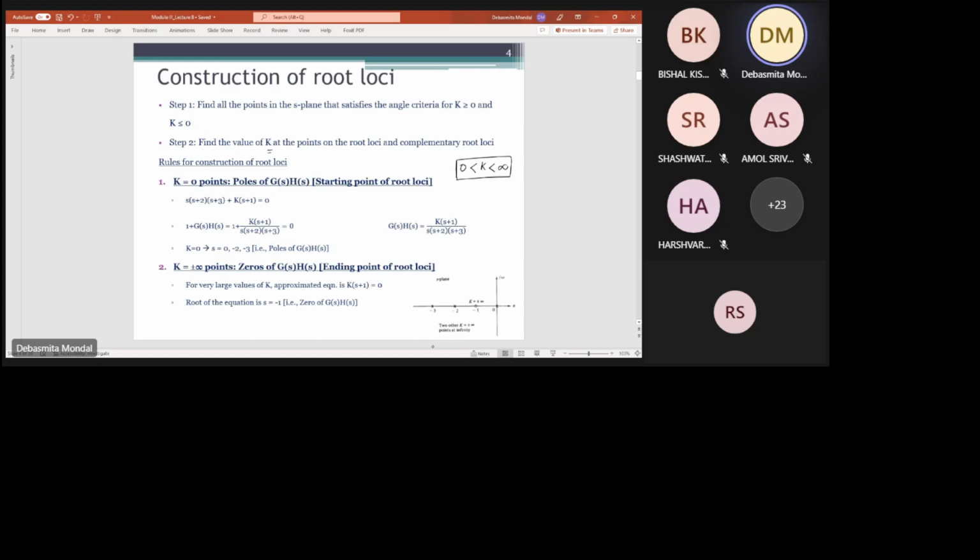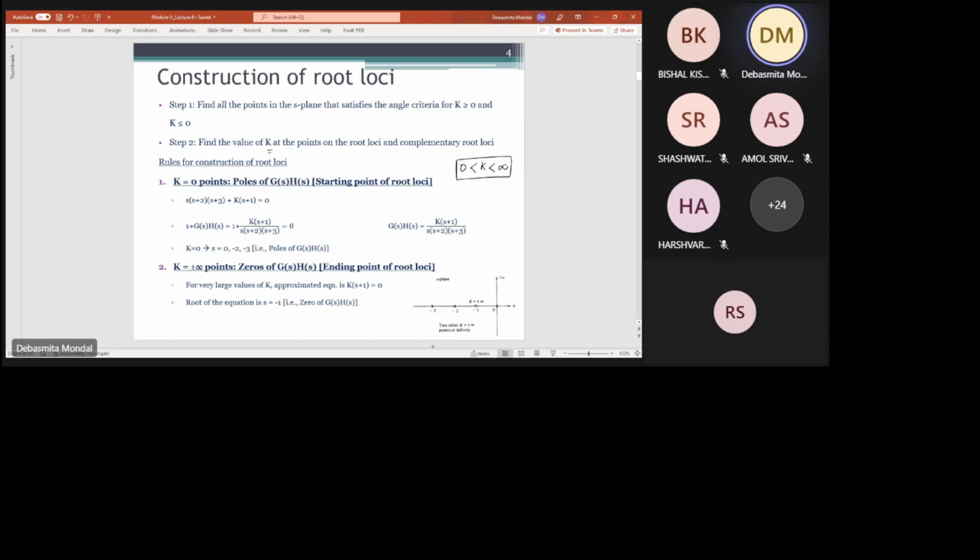Okay, k equals 0 means they are the poles of the open loop transfer function, that is G(s)H(s), and we say that these k equals 0 points are the starting points of the root locus. Now let's say you have a characteristic equation given by s into (s plus 2) (s plus 3) plus k into (s plus 1) equals 0. From here you can write that the open loop transfer function will be equal to k(s plus 1) divided by s(s plus 2)(s plus 3). Okay, so this is your open loop transfer function.